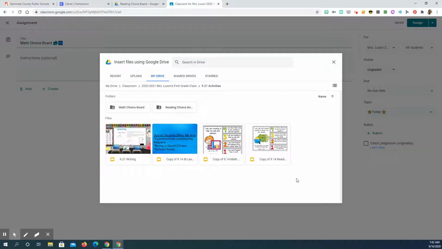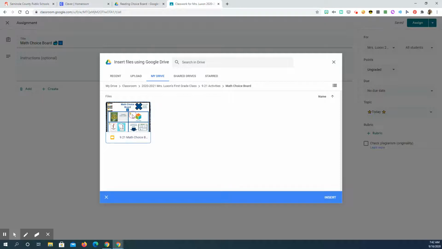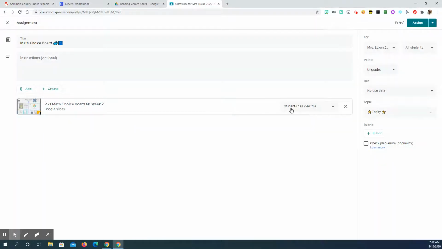and this is kind of how I organize every week. So I have the lessons for writing, for IB or our social studies and science, math and reading. And then I'm going to go into my math choice board and I'm going to click on that. And then the important thing for this is that you make sure you make a copy for each student. So that way they're able to manipulate and move around the X's and move around the numbers to show you what they're doing in the assignment.